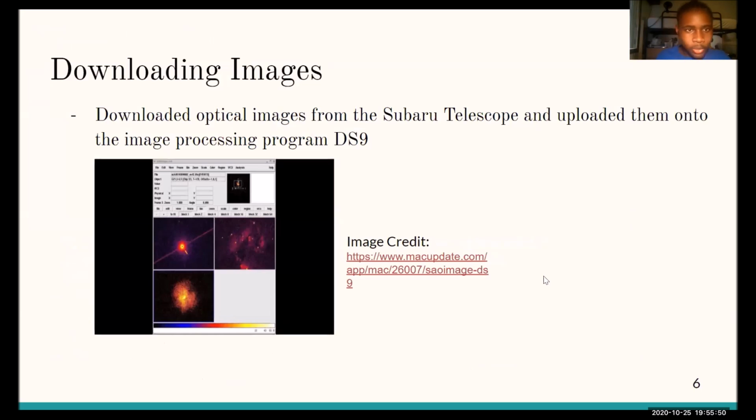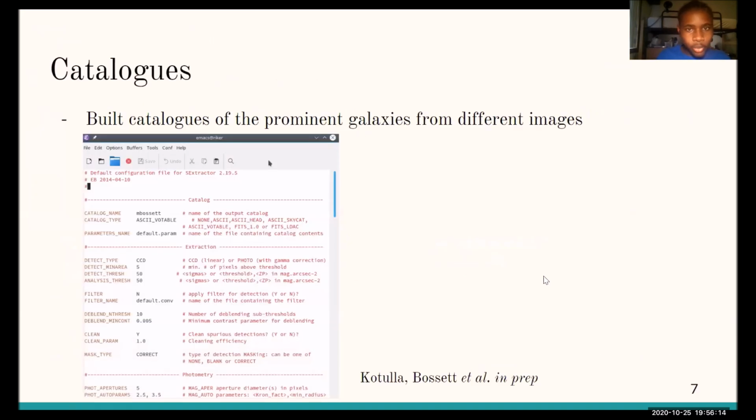First, we downloaded optical images from the Subaru telescope and uploaded them to the image processing program DS9, the SAOImage DS9 image processing system made by the Smithsonian. That allows you to edit different pictures, so it allowed us to edit pictures of the Perseus cluster of galaxies. Next, we built catalogs of the prominent galaxies in the cluster from different images. From this catalog, we're able to change the number of galaxies that the program can detect and allow us to map out.